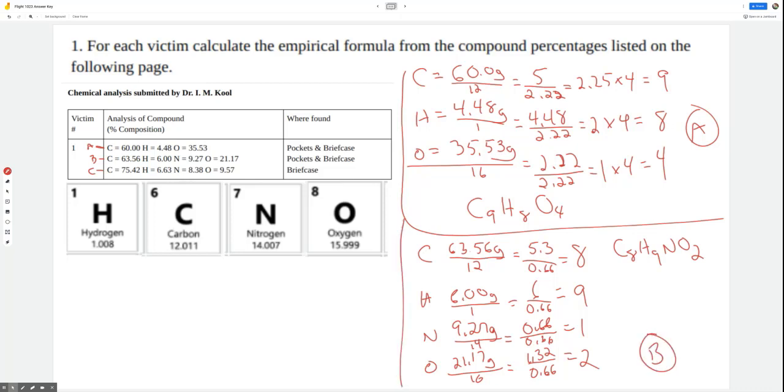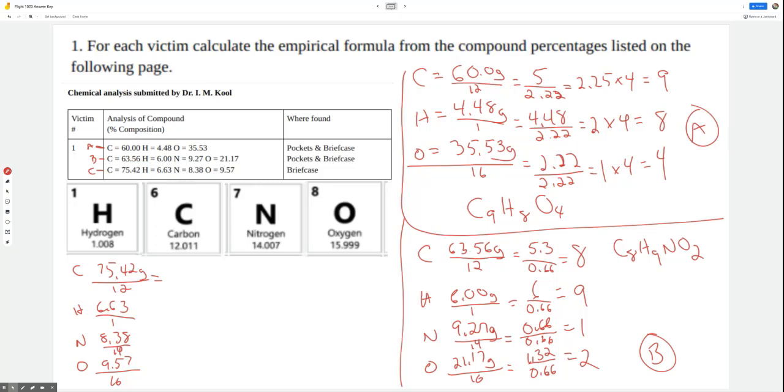And then the last one, compound C, we have carbon at 75.42. Hydrogen is 6.63. Nitrogen 8.38. And last, oxygen at 9.57. Plug in their molar masses. You're going to get to know these molar masses really well.